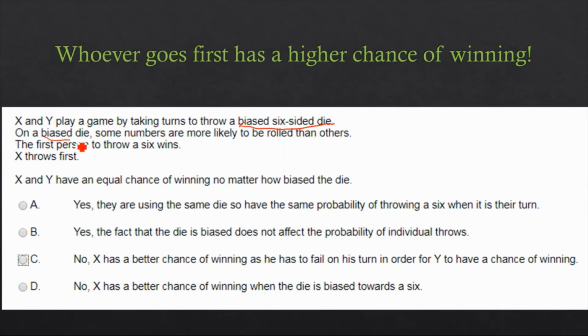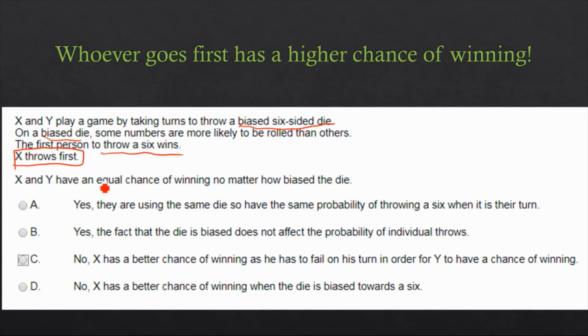On a biased die, some numbers are more likely to be rolled than others, and the first person to throw a 6 wins. So we know that it's biased, but we don't know how much it's biased by, and we've been told that X throws first. And it says X and Y have an equal chance of winning no matter how biased the die. And answering that question, you should have in mind that whoever goes first has a higher chance of winning.